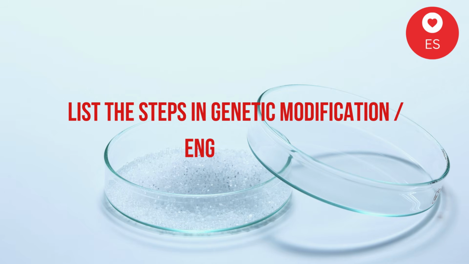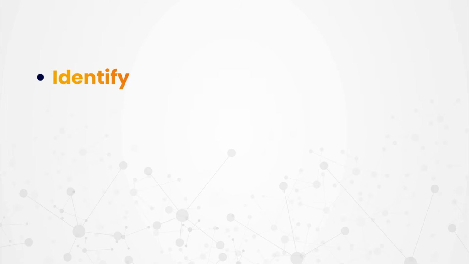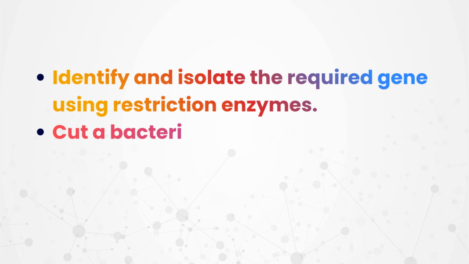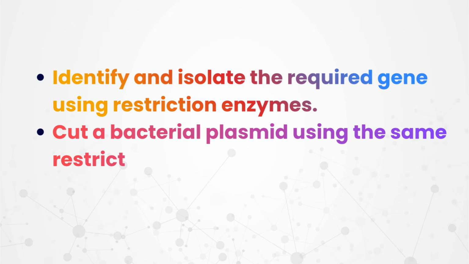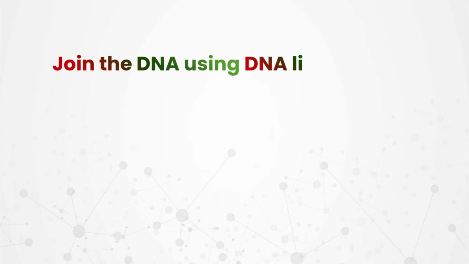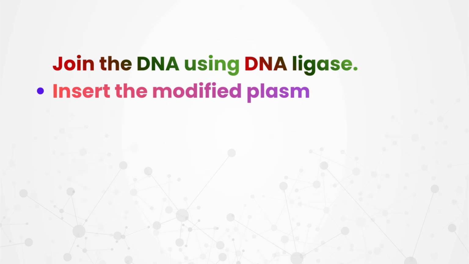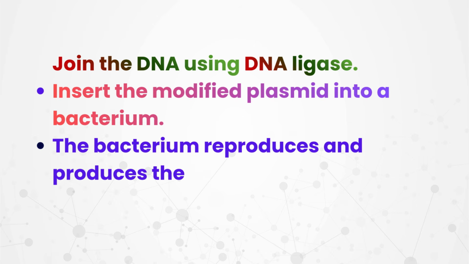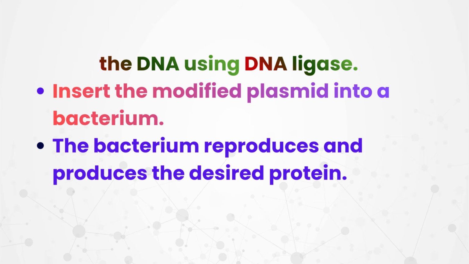List the steps in genetic modification. Identify and isolate the required gene using restriction enzymes. Cut a bacterial plasmid using the same restriction enzyme. Insert the gene into the plasmid. Join the DNA using DNA ligase. Insert the modified plasmid into a bacterium. The bacterium reproduces and produces the desired protein.